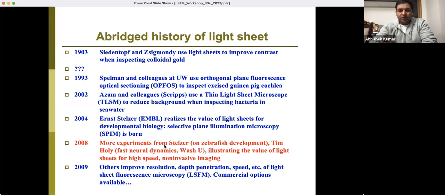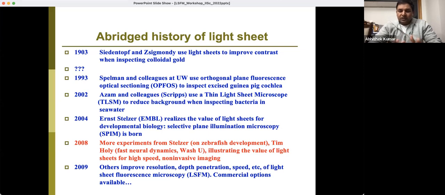with some work from Tim Holy's group and also Ernst Stelzer's group in 2008, where Stelzer's group showed that one can use this approach to image a developing embryo for a long time. So you can capture the development of an embryo during embryogenesis. And Tim Holy's group also showed that since it's fast, you can capture neural dynamics. And then we all realized that this technology could be powerful.